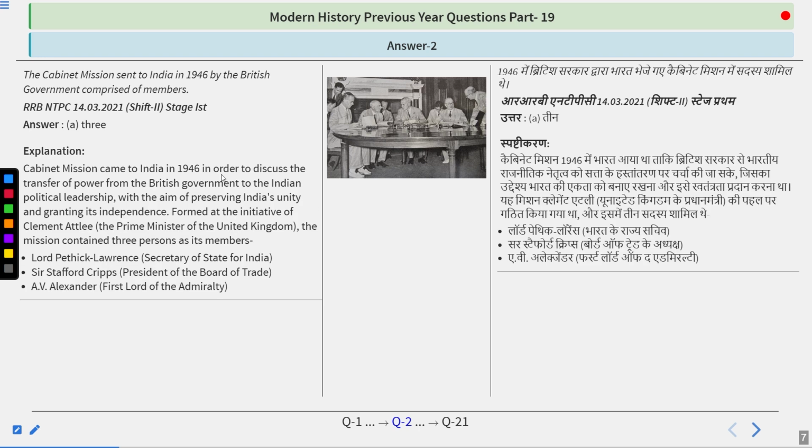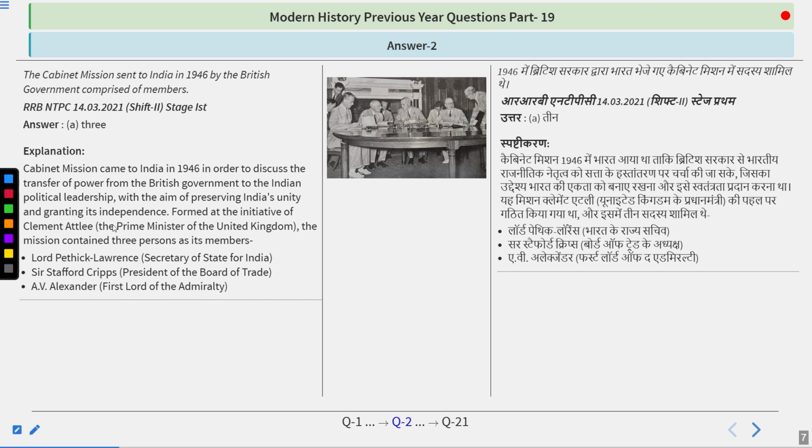The Cabinet Mission came to India in 1946 in order to discuss the transfer of power from the British government to the Indian political leadership, with the aim of preserving India's unity and granting it independence. Formed at the initiative of Clement Attlee, the Prime Minister of the United Kingdom, the mission contained 3 persons as its members: Lord Patrick Lawrence, the Secretary of State for India at that time; Stafford Cripps, the President of the Board of Trade; and A.V. Alexander, the First Lord of the Admiralty.